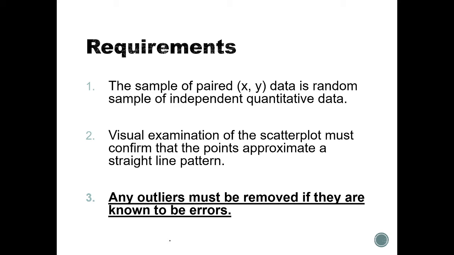And then any outliers must be removed if they are known to be errors. So again, if you're measuring data and you have 100 data points, and you know that one of them is really, really far out there from the rest, that could be an error, and you might want to drop that one because it could throw off the entire calculation. So any outliers you want to nix first before you run this test.